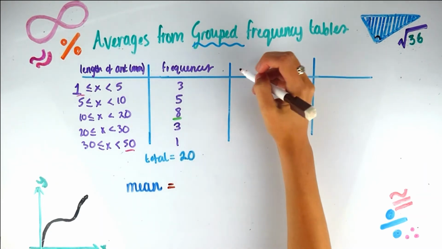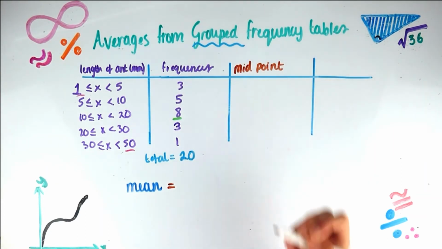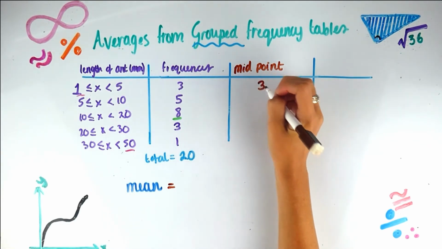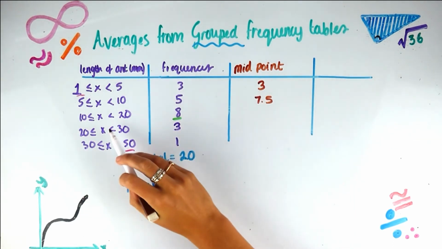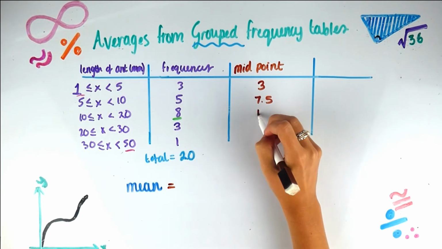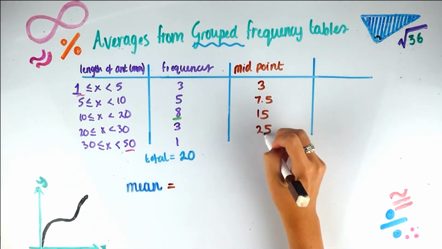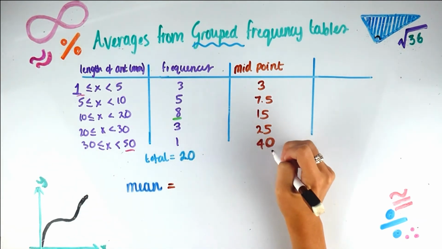So what we do is we take the midpoints, because that seems like a pretty good guess of what the length could be. That seems the most fair way of doing it. So we take the midpoint of each category. So the midpoint of the first one is 5 plus 1 divided by 2, which is 3. Halfway between 5 and 10 is 7.5. Halfway between 10 and 20 is 15. Halfway between 20 and 30 is 25, and halfway between 30 and 50 is 40.